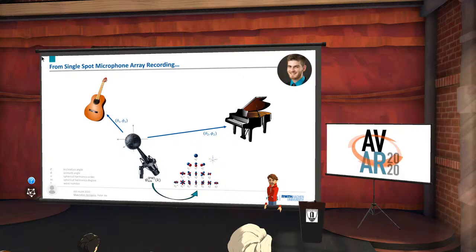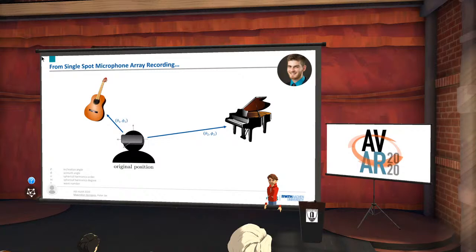A spherical microphone array, like the one shown here on the slide, allows us to record spatial audio, and we can also capture information on the direction of incidence, which we here denote with inclination angle theta and azimuth angle phi. And we encode the directional information in terms of higher order ambisonics coefficients, which we here denote as psi and m. So what was A in the previous talk is now our psi and m.